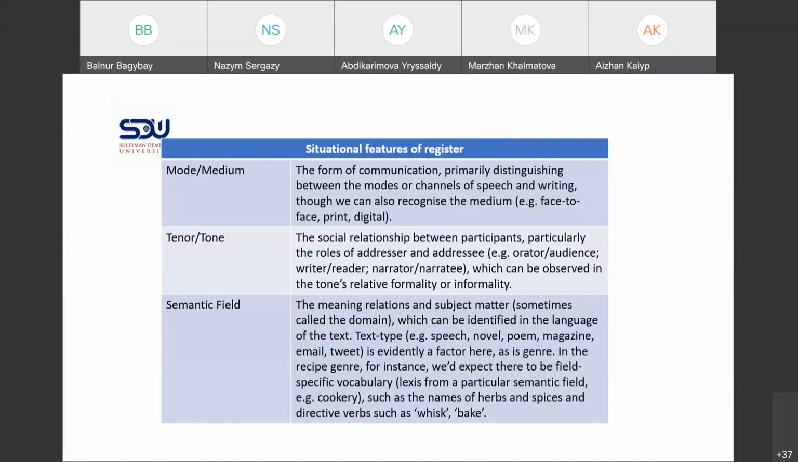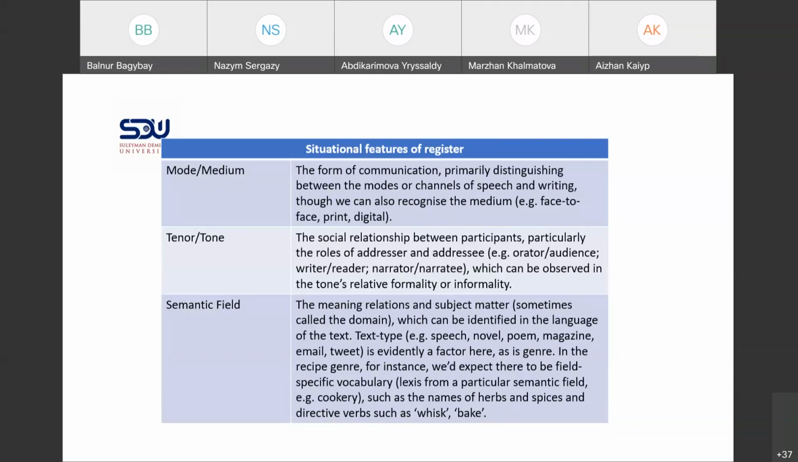So there is a wonderful table that was developed by Gibbons and Whiteley, and by mode or medium, we highlight the type or form of communication. This form of communication distinguishes between the modes or channels of speech and writing. For instance, when we say the mode of communication is face-to-face, or it is a digital mode when we are talking or presenting something, demonstrating something digitally, or the mode is printed mode when we are reading something from papers, and that is the mode of the register.